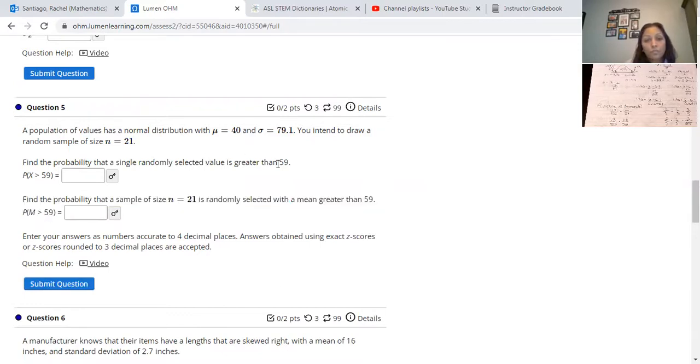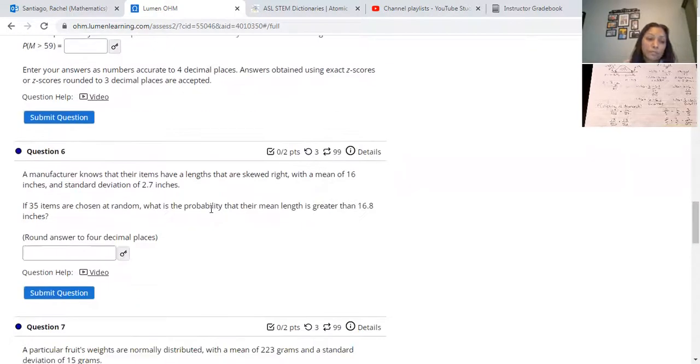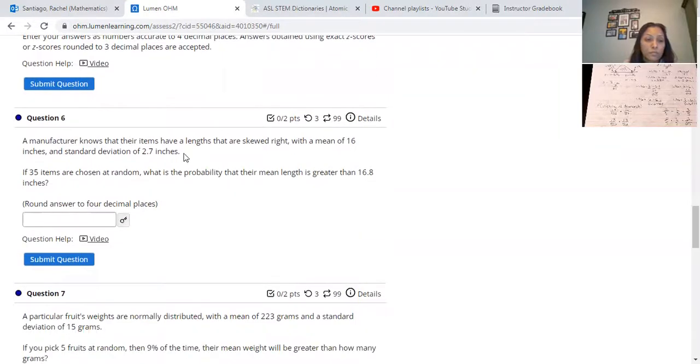Okay. And with the mean, would we put a number in there, or we're finding the z-score? You're finding the z-score for each of these. So notice for the first one, you're given x, and for the second one, you're given the sample mean, x bar. Okay. So the capital M is the same as sample mean. Okay. Good. And then 6 and 7, are they similar?